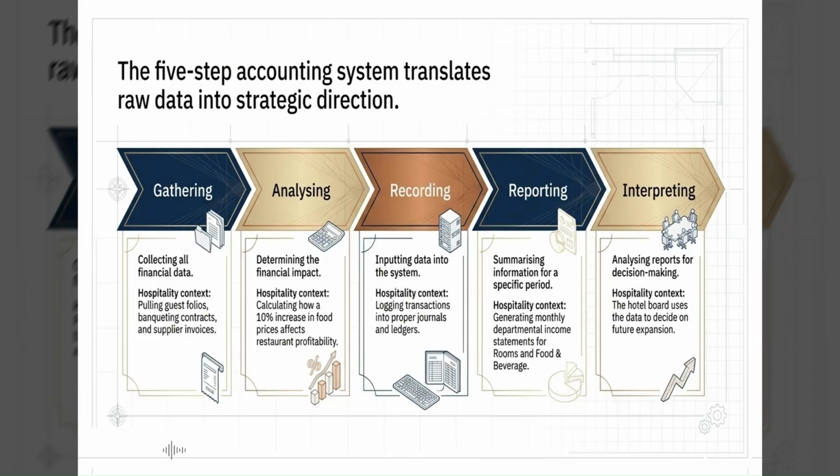Step five is interpreting, analyzing those summarized reports so that decisions can be made. Why did the beverage gross profit percentage fall 4 points this quarter? Should we open on Monday? Can we afford the new laundry equipment?